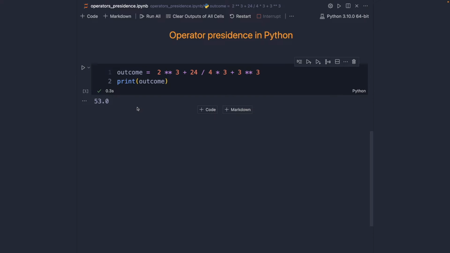So hi everyone. Now let's understand how Python evaluates such expressions into a value. Without an understanding of operator precedence, it's really difficult to figure out how Python has evaluated this expression into the value 53. So first, let's understand what an operator precedence is.